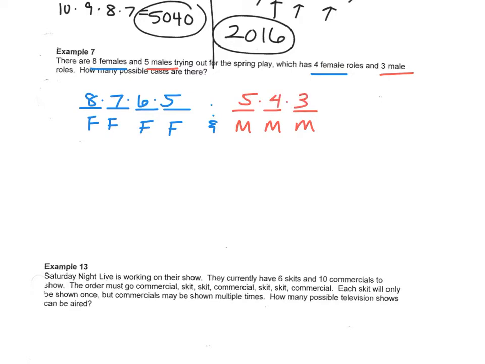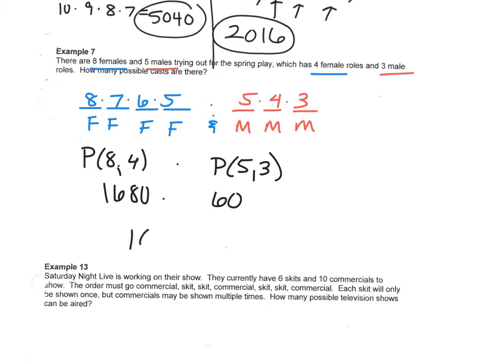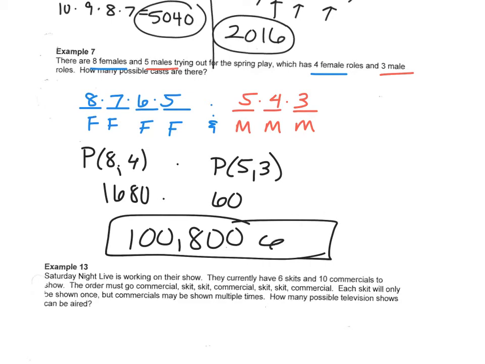So what we end up here with is permutation of 8 choose 4, and so times the permutation of 5 choose 3. And each of these separately will give you the following values for a total of 100,800 total casts.